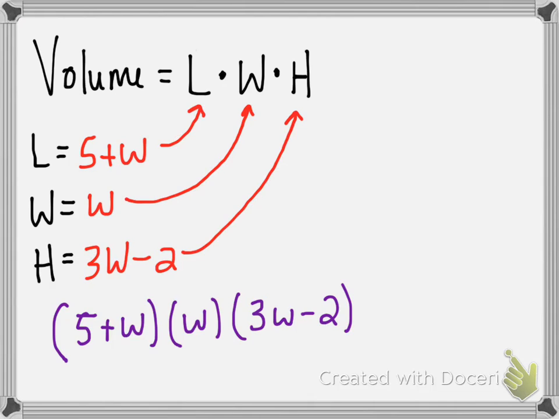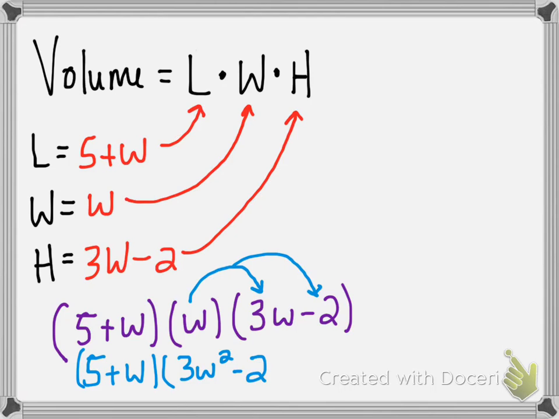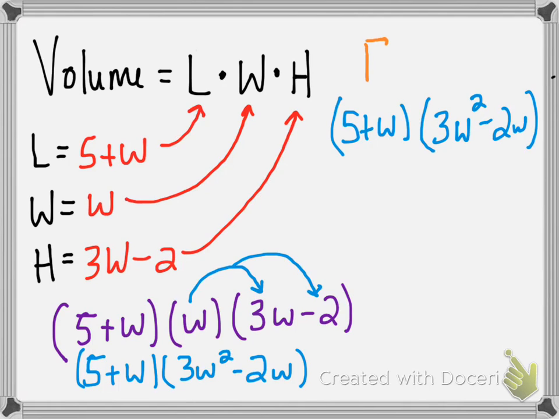Now you can take that w and distribute it to the left, or you can distribute it to the right. In this case we're going to distribute it to the right. Only distribute it to one side, not both. When you distribute that, you're left with 3w squared minus 2w, and from there what we want to do is the full method on that. You could also do the box method.